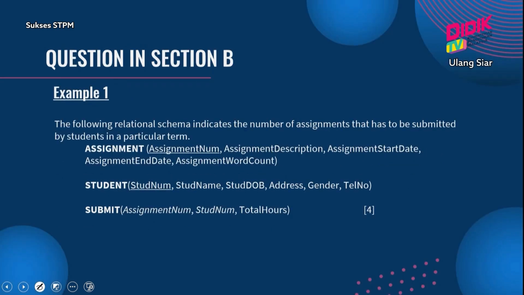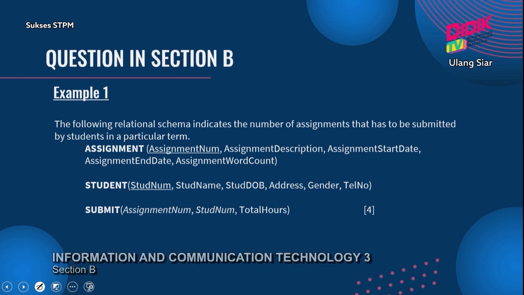Okay, next. Let's look at the question. The following relational schema indicates the number of assignments that have to be submitted by a student in a particular term. So you are given three relational schemas. The first one is assignment followed by the attributes, and they underline the assignment number to show that that is the primary key. And then student number is the primary key. And then submit, we have two foreign keys there, assignment number and student number, followed by total hour.